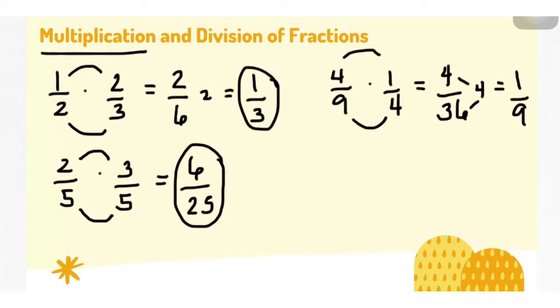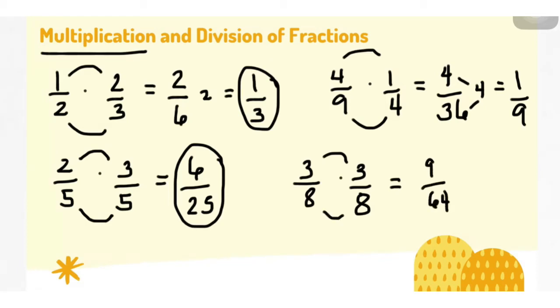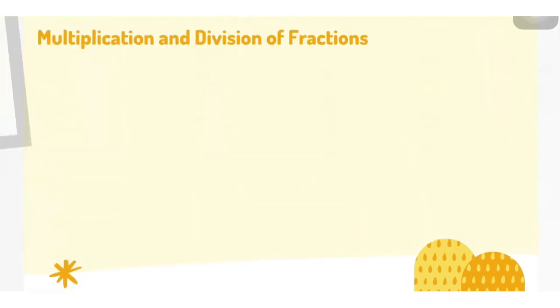Okay, another example. We have 3/8 times 3/8. Halimbawa, parehas. Okay, so ganun pa rin yung process. 3 times 3 will give you 9. 8 times 8 will give you 64. Okay, kung sa tingin nyo, wala na siyang lowest term, therefore, eto na yung final answer natin. Okay, so tapos na tayo sa multiplication. Move naman tayo sa division of fractions. Okay, so division of fractions na tayo.